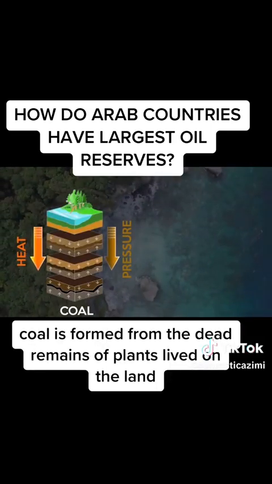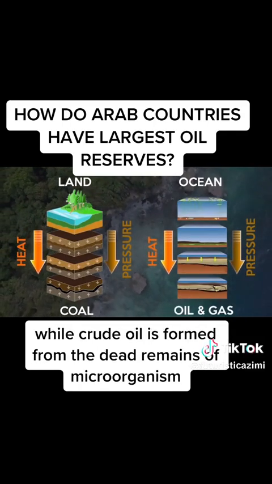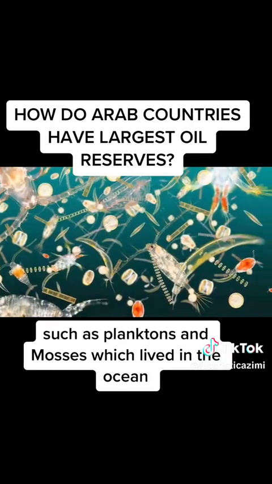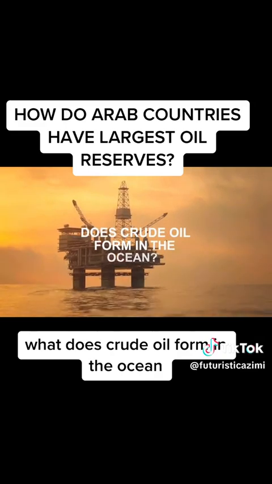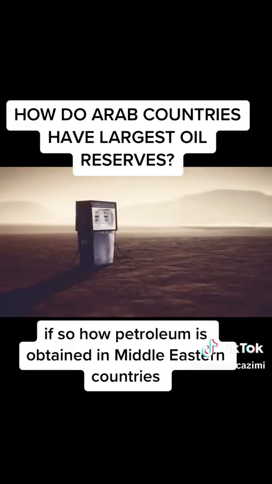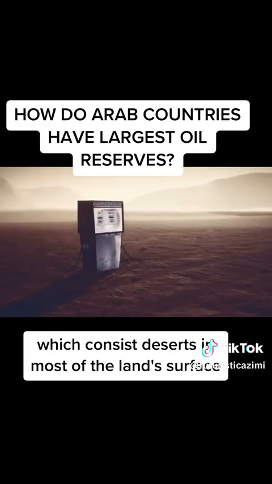Coal is formed from the dead remains of plants lived on the land, while crude oil is formed from the dead remains of microorganisms, such as planktons and mosses which lived in the ocean. What? Does crude oil form in the ocean? If so, how is petroleum obtained in Middle Eastern countries which consist of deserts in most of the land's surface?